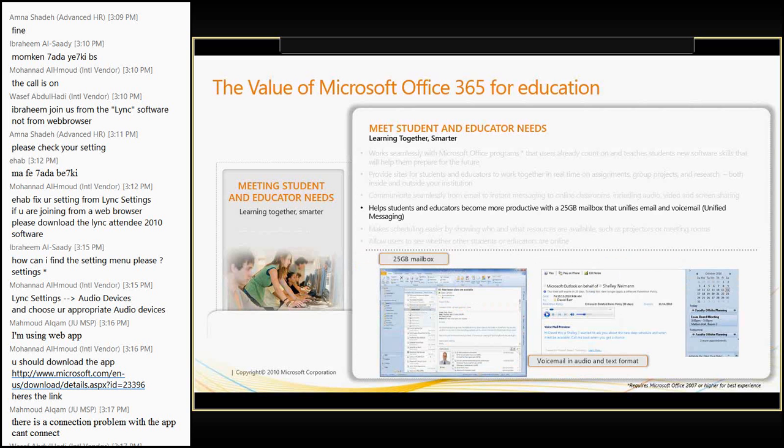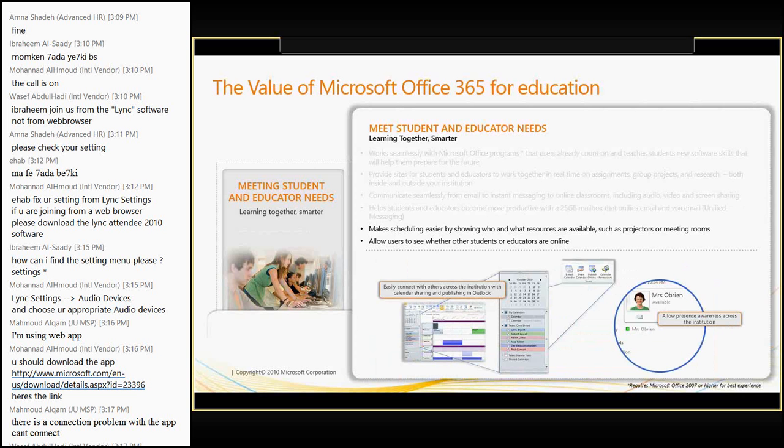Again, I mentioned this already, having a 25 gig mailbox is a lot of storage that allows you to be more productive. And last but not least, as part of educator needs, is the calendar: the ability to see each other's calendars, organize meetings, book rooms and share schedules with each other. It allows you to be much more productive when you're working on group projects.